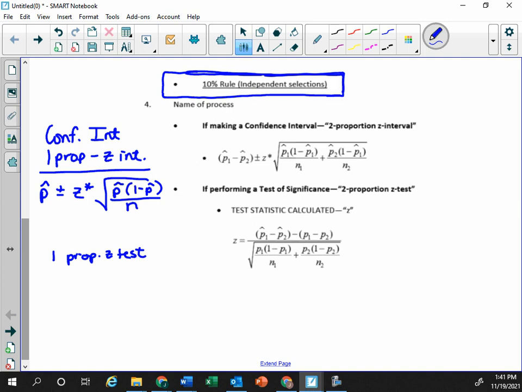And then when we did one proportion Z test before, your Z was always p hat minus p over the square root of p times 1 minus p all over n. Now we're doing a two proportion Z test.